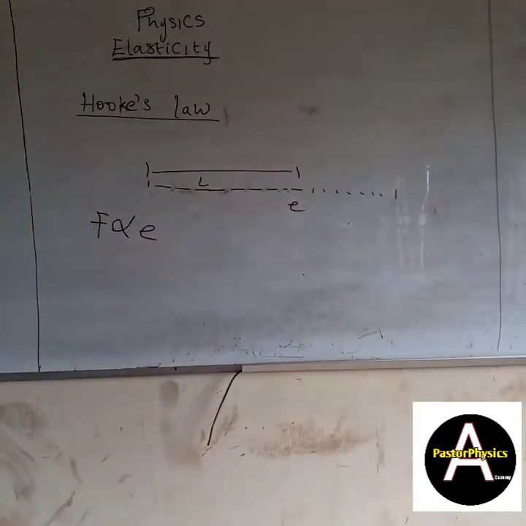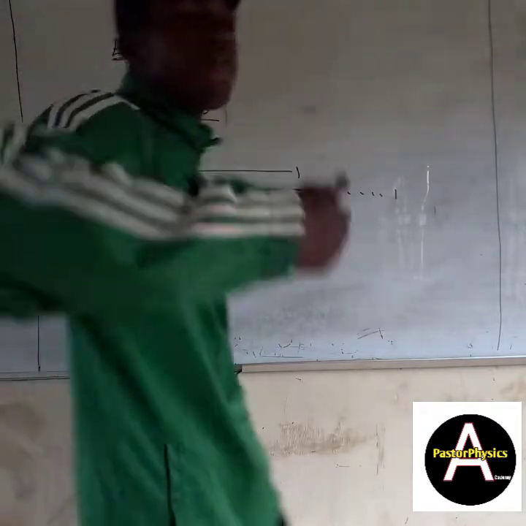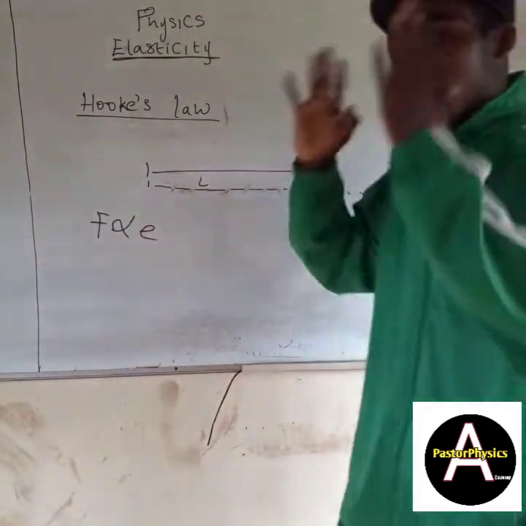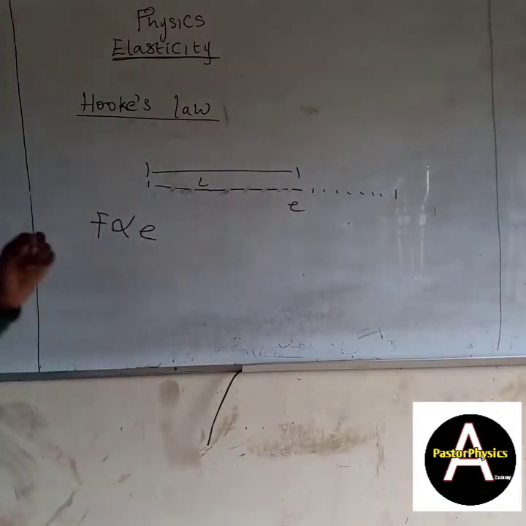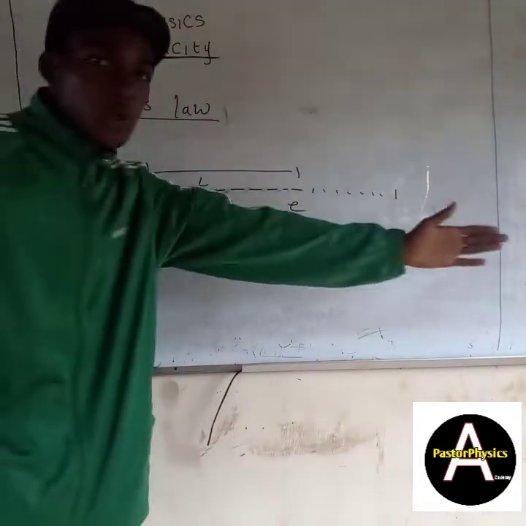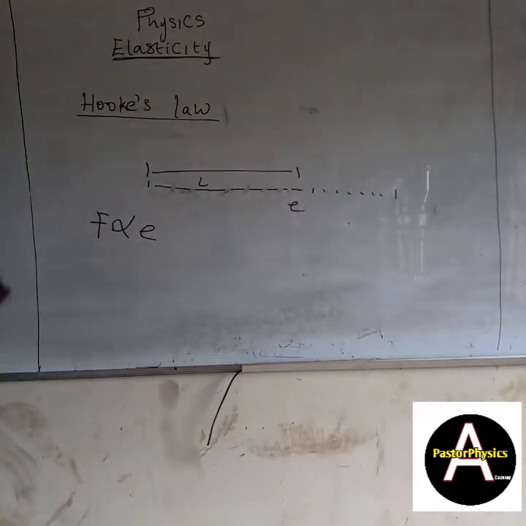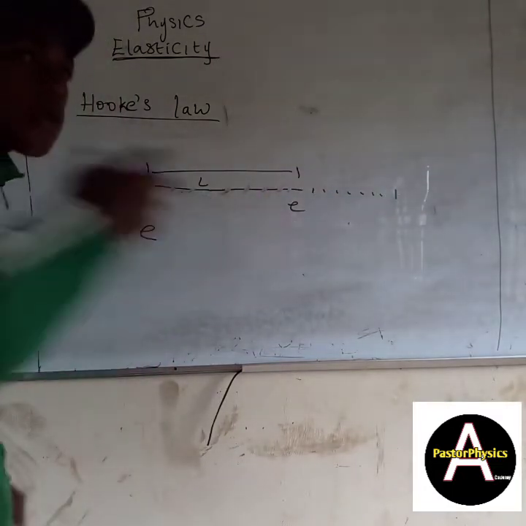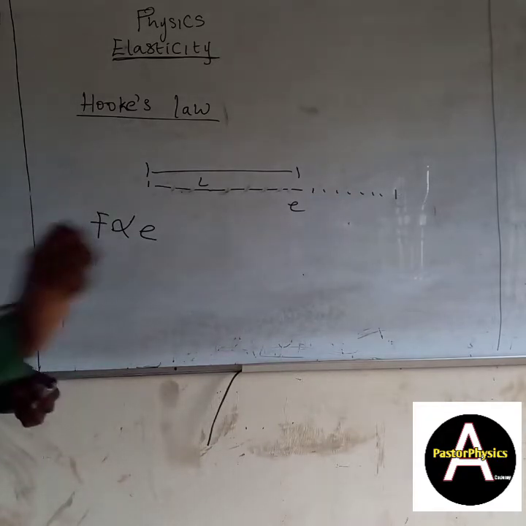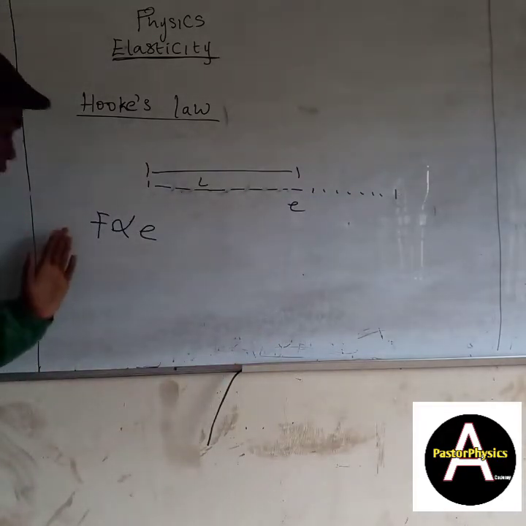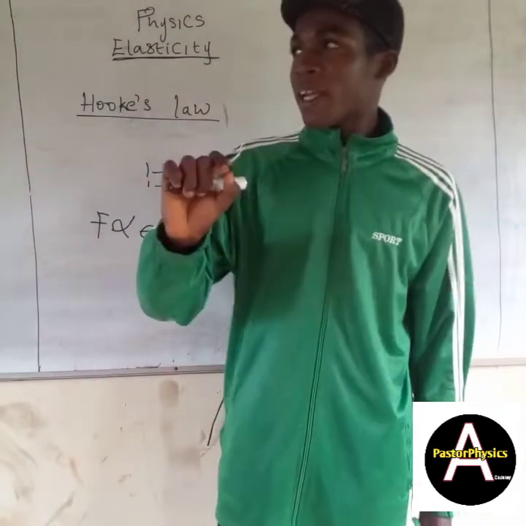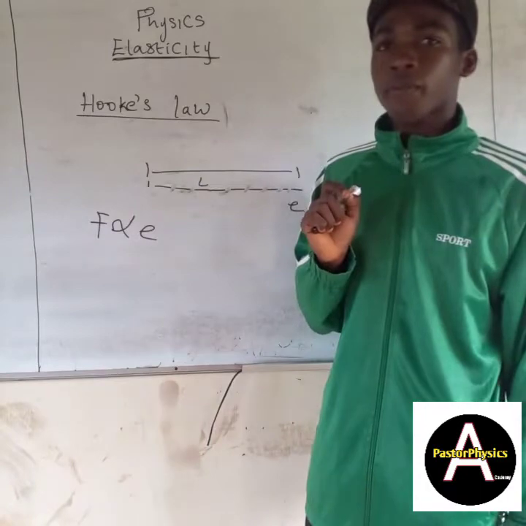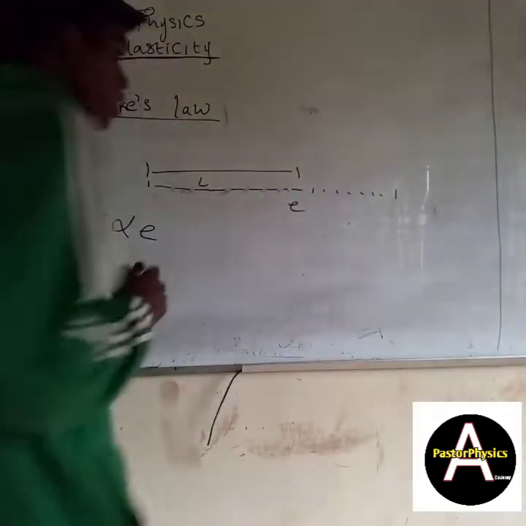Right? Now, listen very carefully. I can also redefine Hooke's law as: the force on an elastic material, are you getting it, is directly proportional to the extension, provided that the elastic limit is not exceeded. The word extension can also be replaced with the word strain. You can also say provided that the elastic limit of an elastic material is not exceeded, the force applied is directly proportional to the strain. Are you getting it? Now, let us go further.